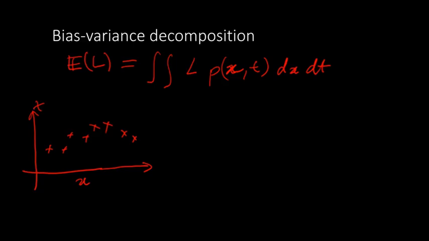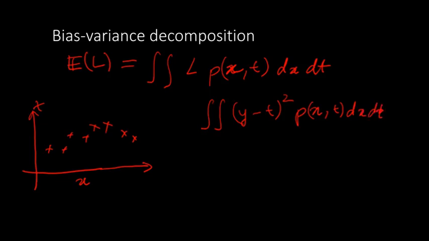Now let's look at this expected value of the loss function further. What is this loss? We will simplify and drop the constants, and simply write (y minus t) squared. We had that divide by 2n, we will skip that. And then we have p of x, t, dx dt.